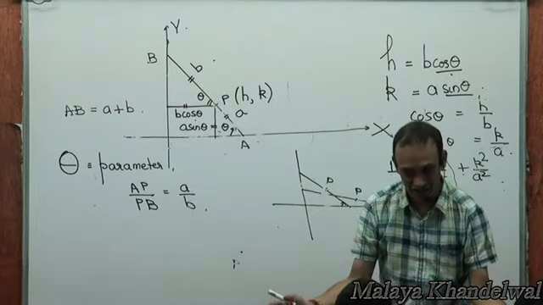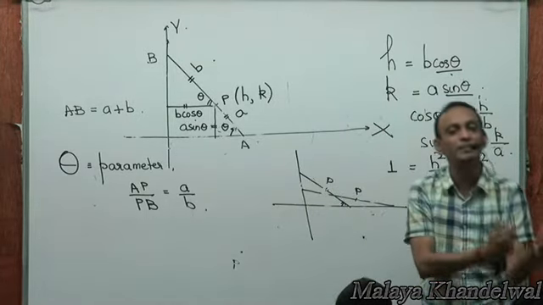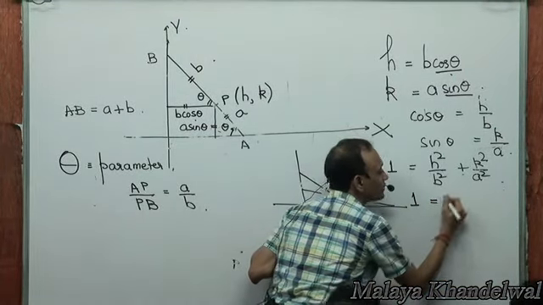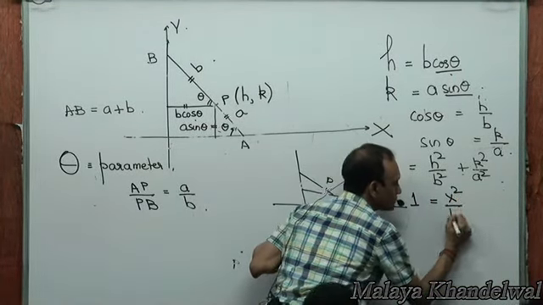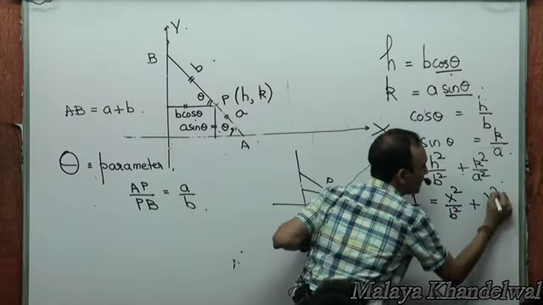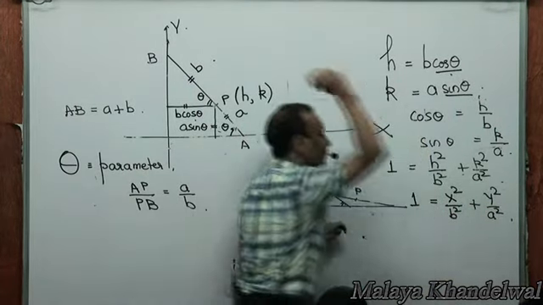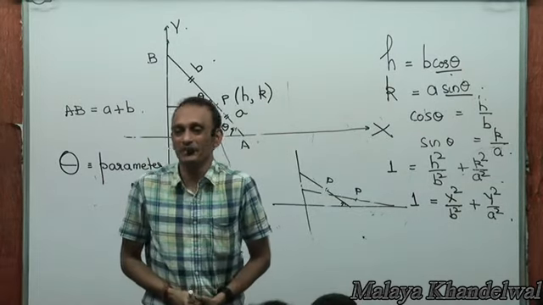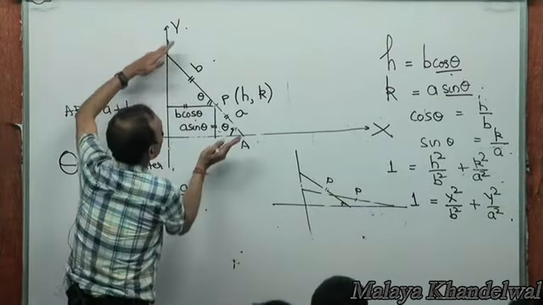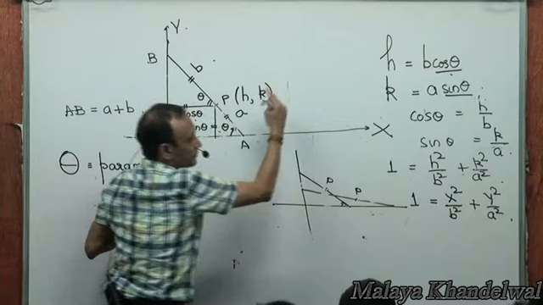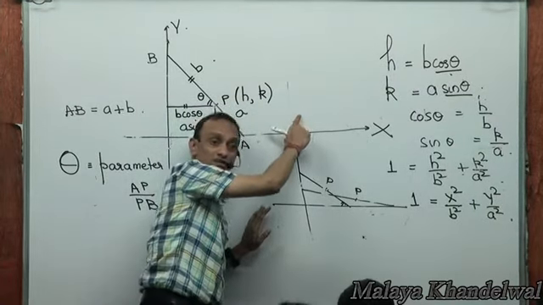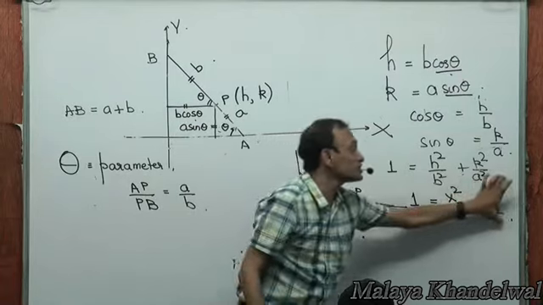I can generalize this. I can replace h by x and k by y. I go ahead and generalize this. That means I say 1 equal to, replacing h by x and k by y. This is the equation of the trajectory described by P. That means while this ladder keeps sliding, the point P moves to various positions. Its x and y coordinates will change. But what will not change is this relationship.